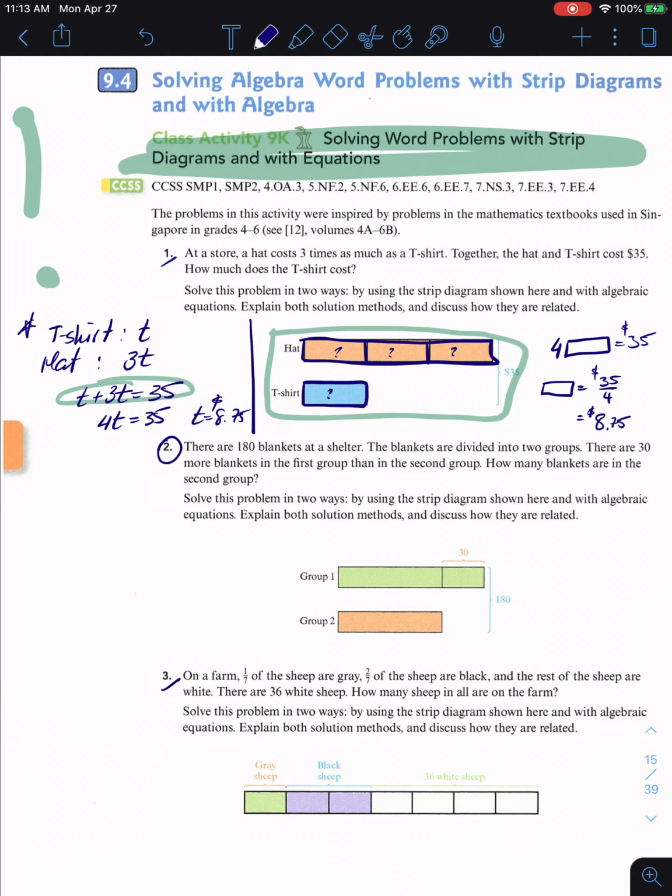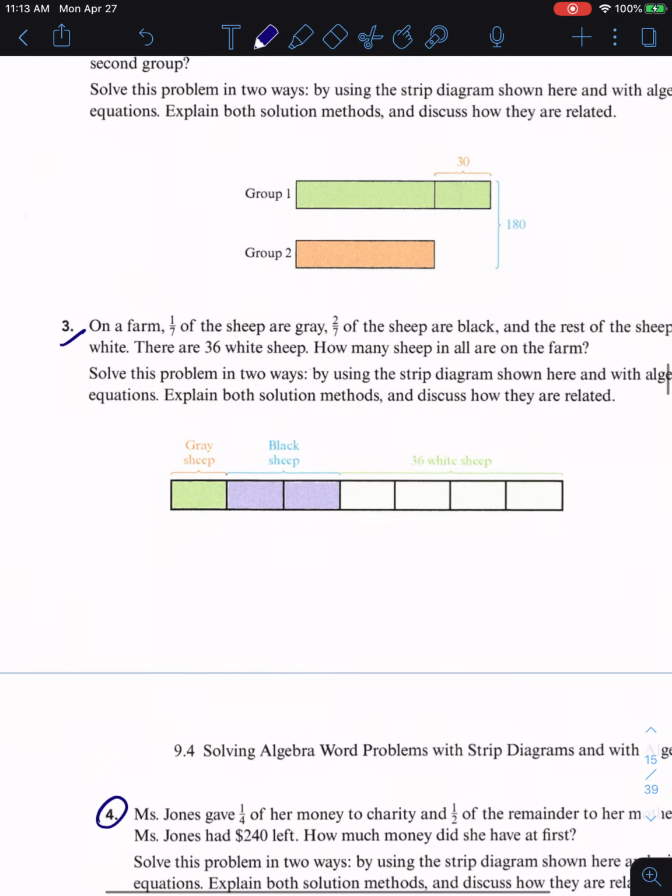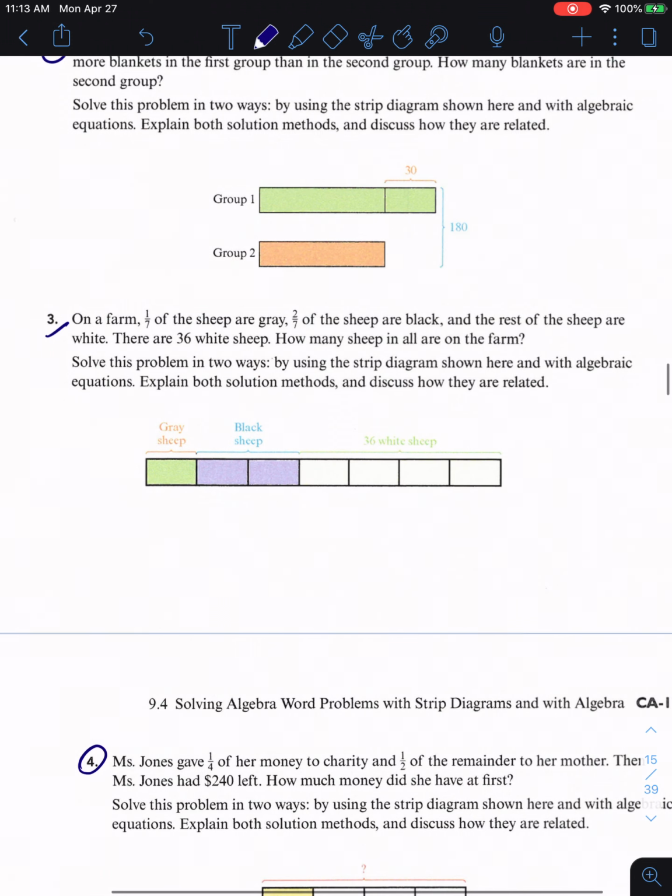I'm going to leave number 2 to you to solve, but let's look at number 3. On a farm, 1/7 of the sheep are gray, 2/7 of the sheep are black, and the rest of the sheep are white. There are 36 white sheep. How many sheep in all are there on the farm? Okay, so we have a strip diagram. So this is going to be our first solution method so that we can make sense. So we have 1/7 of the sheep are gray. So this is the diagram that represents the 1/7 of the sheep.